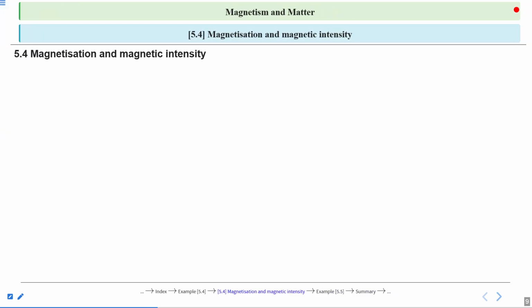Now, the next topic is NCERT section 5.4, magnetization and magnetic intensity. You have to study this topic before magnetic materials. This is a very important topic.